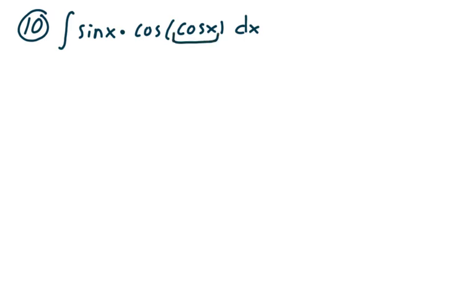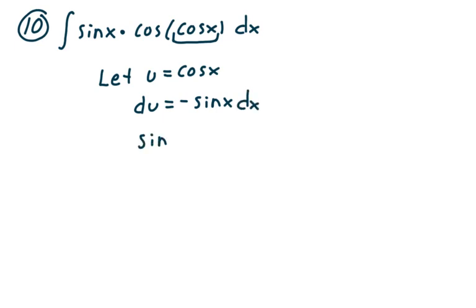If we take a look at problem 10, we have the integral of sine x times cosine of the cosine of x dx. Well, the inside function here is cosine of x, so that's a very good choice of u. I'm going to let u equal cosine of x. So your du is negative sine x dx. Solving for sine x dx, we get negative 1 du.